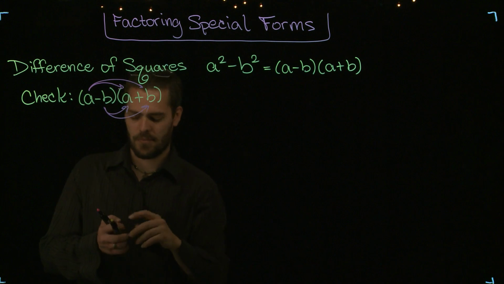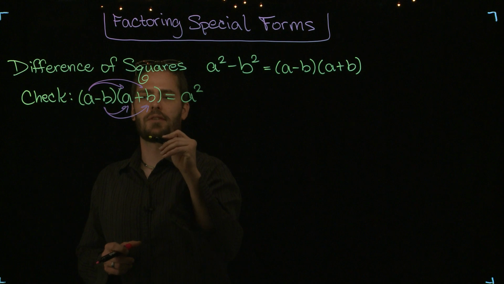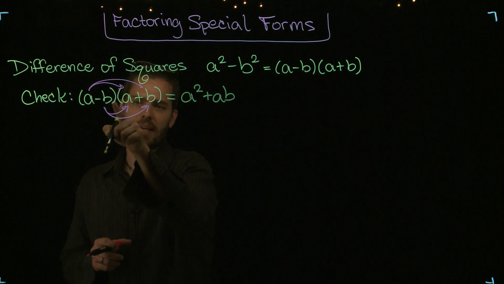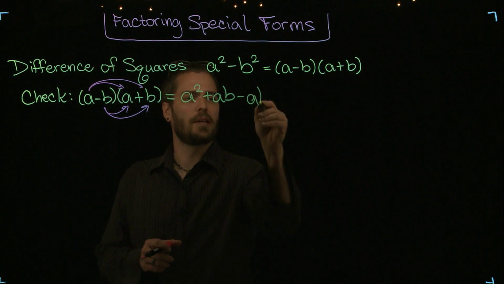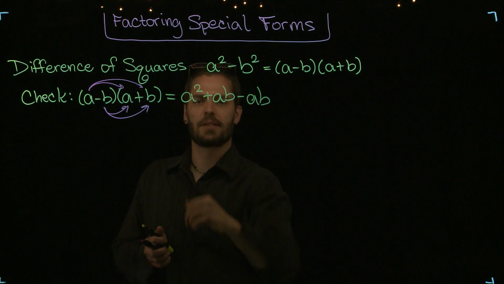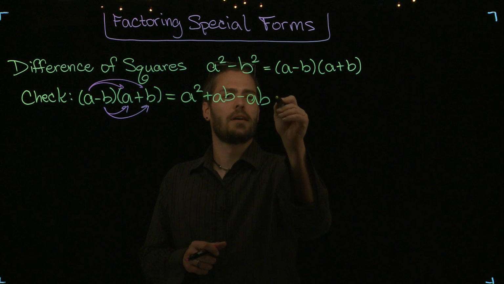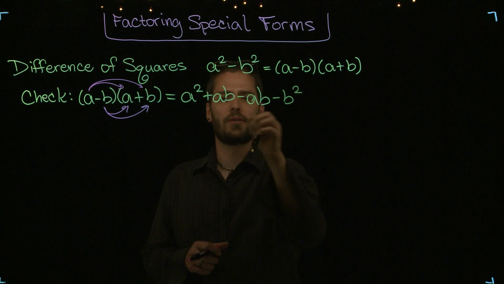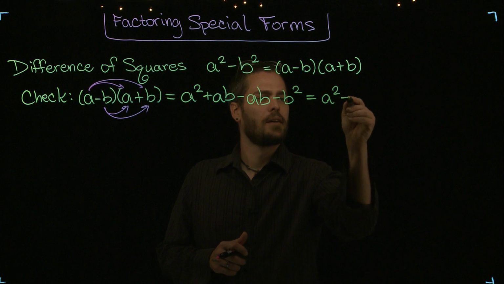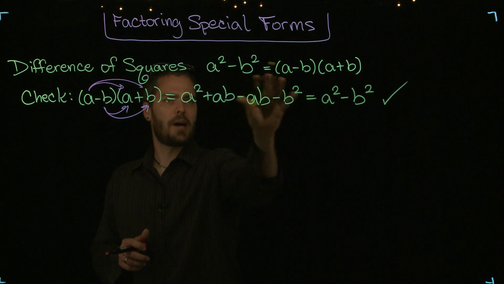and negative b times b, which looks like a squared for the first term plus ab. The next one I get minus ba, or I could call that minus ab. Remember that in multiplication we can flip these numbers around, generally speaking for now. And then negative b times b over here is negative b squared. Notice that plus ab minus ab adds up to 0, therefore we obtain a squared minus b squared, which we should. So this map up here checks out.